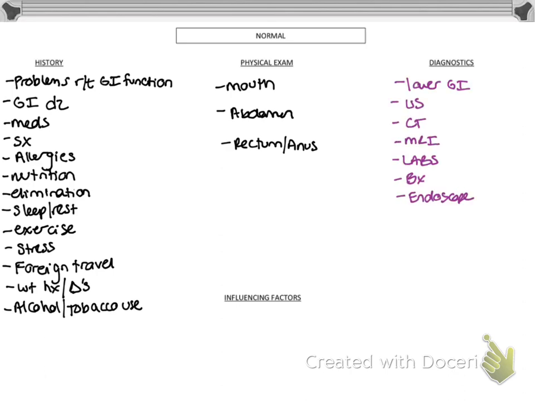We're going to do all sorts of diagnostics, and we'll talk about these more when it comes to the specific diseases. But a lower GI, those are enemas. You can do barium enemas, air enemas. We're going to talk about that more in test 5 too.